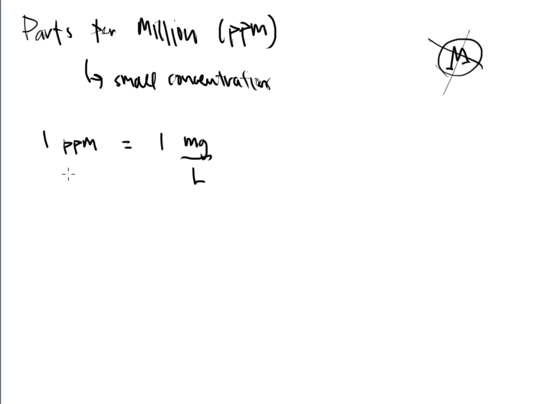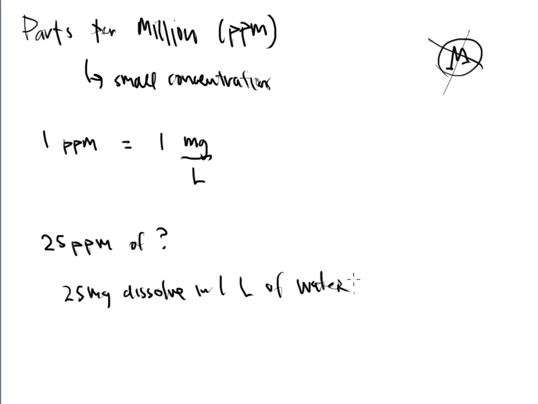Let's say a laboratory wanted me to prepare a 25 ppm solution of something. It doesn't matter what it is, just some compound that they give me to prepare. Well, I could easily take 25 milligrams and dissolve it in 1 liter of water, and my job is done. That's all there is to it. If they want me to make a 25 ppm, that is one of the ways I can make it: 25 milligrams in an entire liter of water.